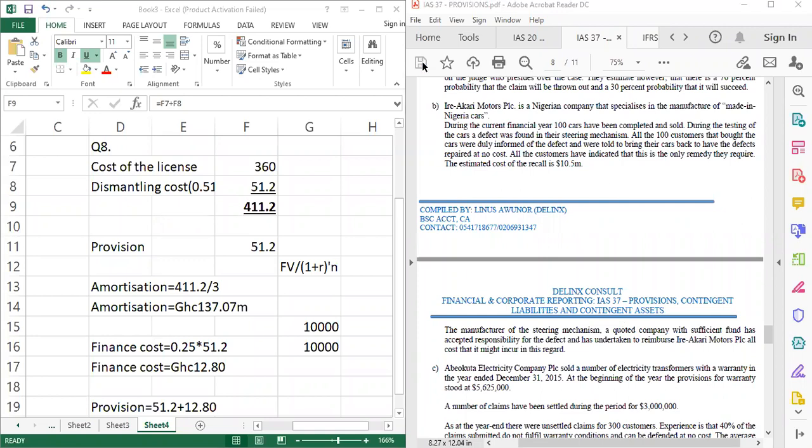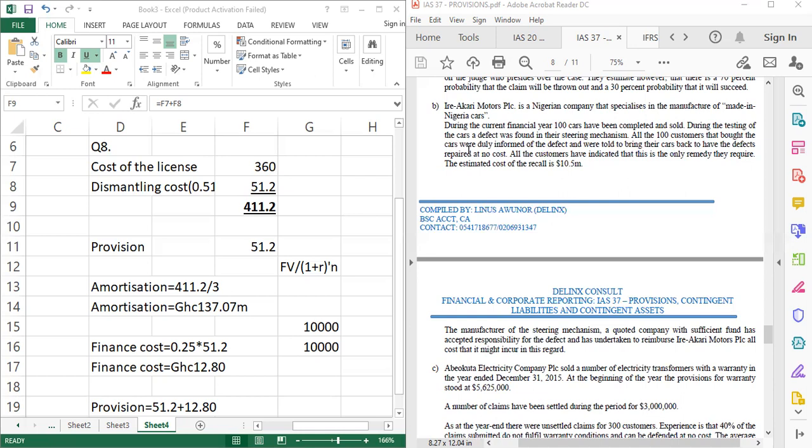Joyce. Yes, but this one, they said the manufacturer of the steering mechanism is taking care of the cost. It means that we come to the reimbursement. They are saying that they are going to reimburse. So you spend before they will give you the money. It's not that they will give you the money, then you fix the car. You spend before they give you the money.